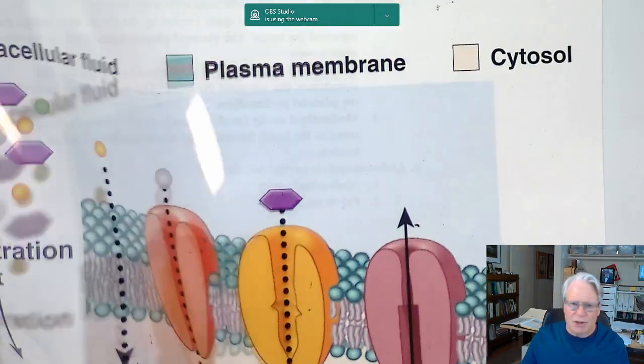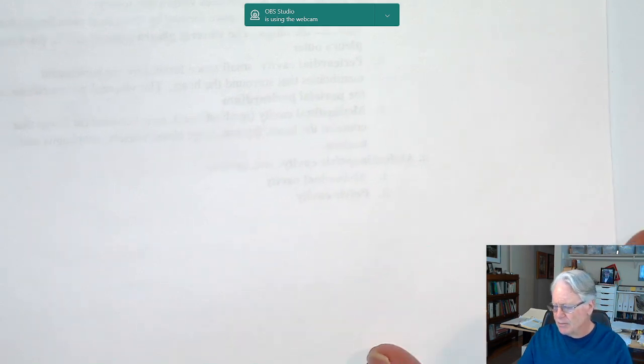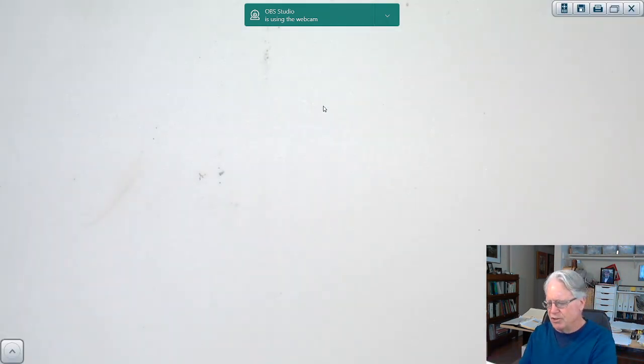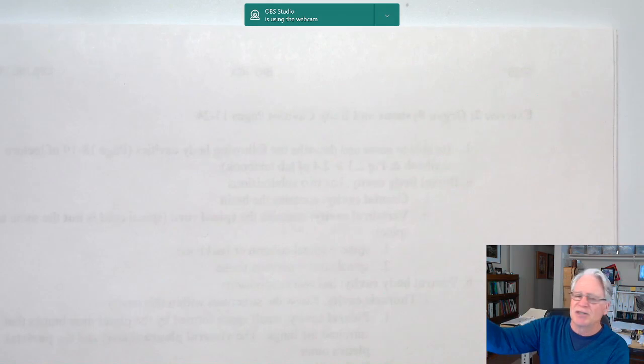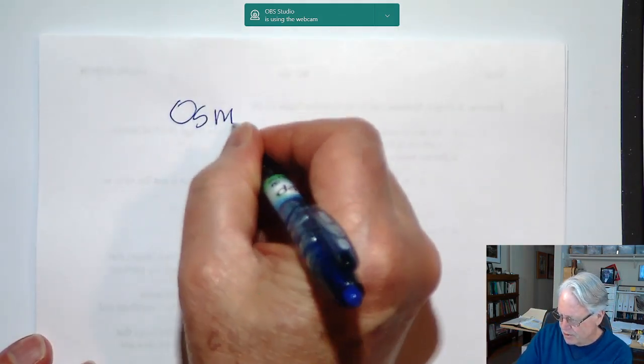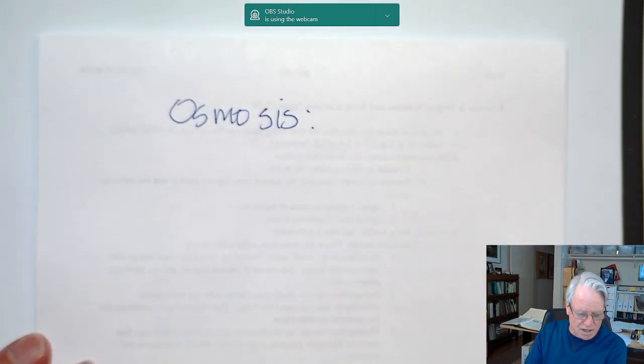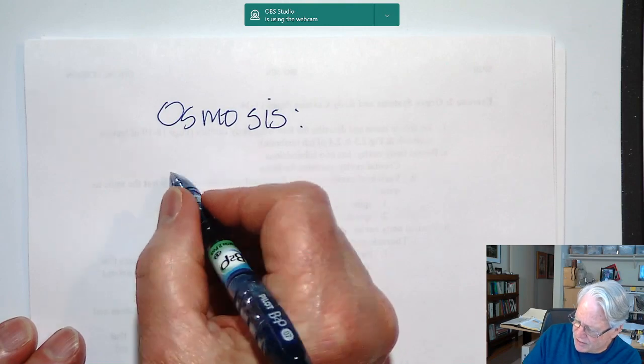All right, so now that we have a grasp of some of these basic ideas, transport processes, simple diffusion, let's focus in on a more specific type of movement, passive movement, which is osmosis. And our lab is about osmosis, so let's define it. Osmosis. Okay. Osmosis. All right, the definition.